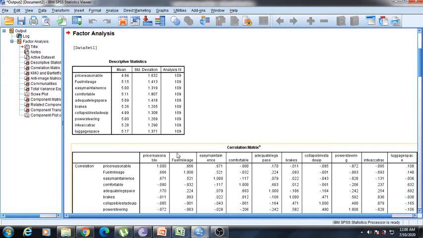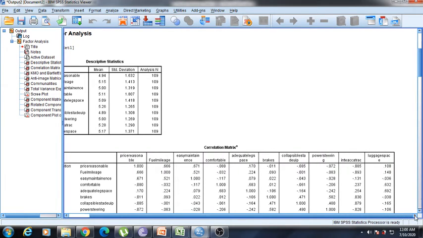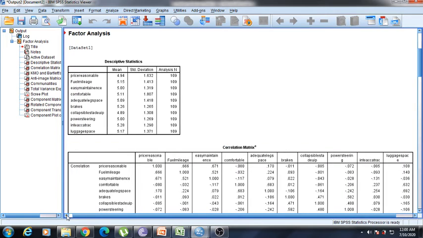So this is our output, you can see here. In the first descriptive statistics you can see the mean value of each variable, the mean value, standard deviation, and analysis N. This is the sample size, 109. Now you can see here, this is our correlation matrix.